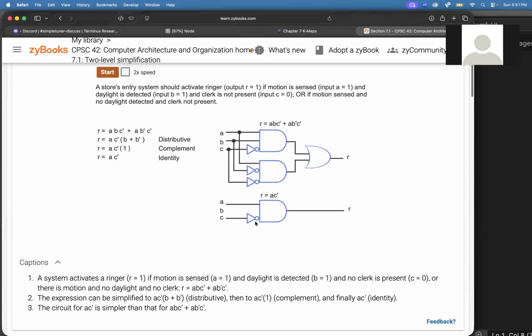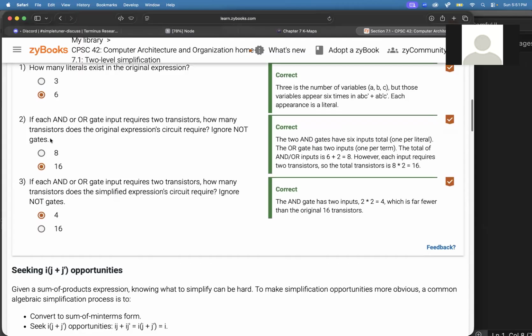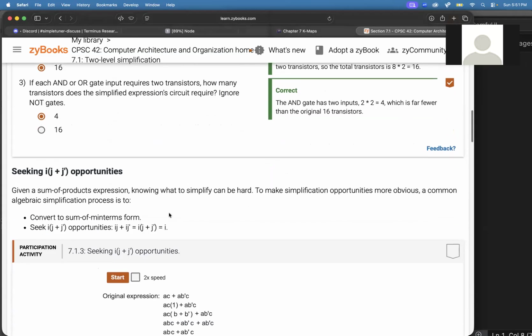So two inputs times two is four. All right, so that's a big savings, right? So 16 transistors to four transistors. So when they're building electronics, right, you want to make it as cheap as possible to build. So you want to minimize the number of transistors your logic is going to take.